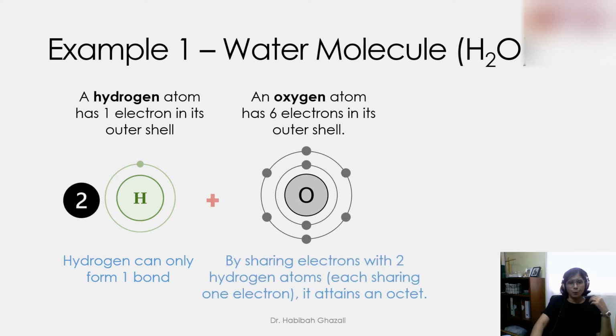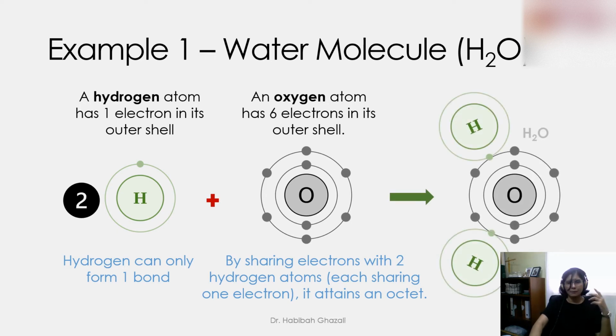By sharing electrons with 2 hydrogen atoms, each hydrogen sharing 1 electron, oxygen can attain an octet. Remember the octet, it needs to have a full, complete outer shell. So by sharing with 2 hydrogens, it will form these water molecules with covalent bonding. The covalent bonding happens by sharing the outermost electrons of the hydrogen and the oxygen, 2 hydrogens with 1 oxygen.